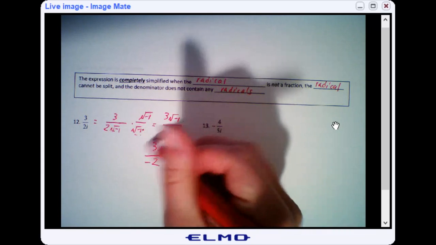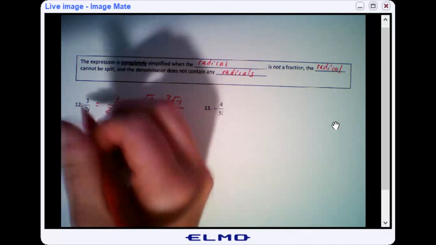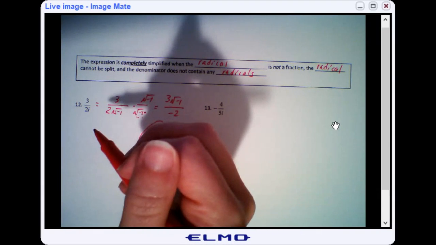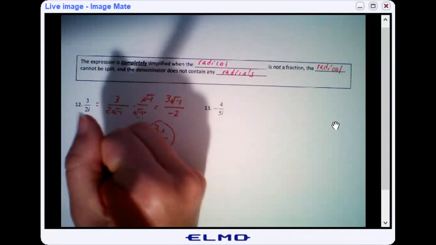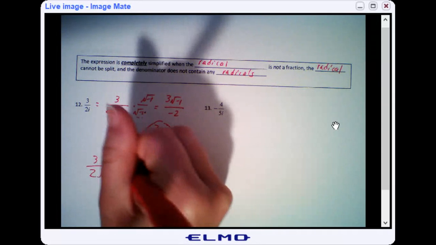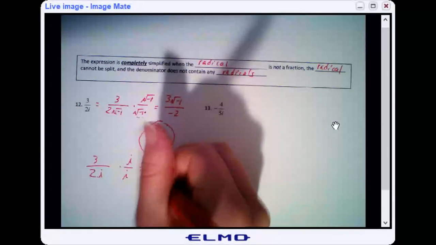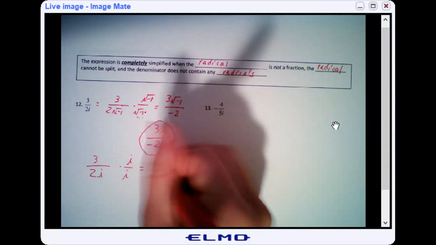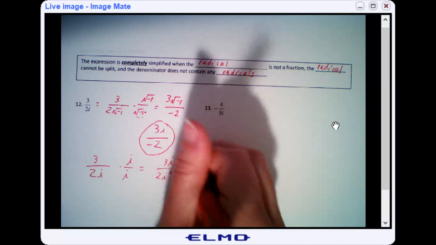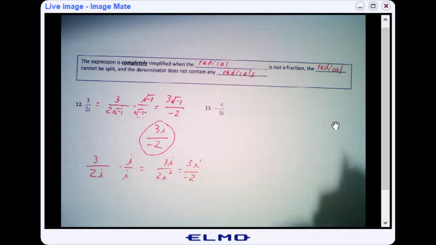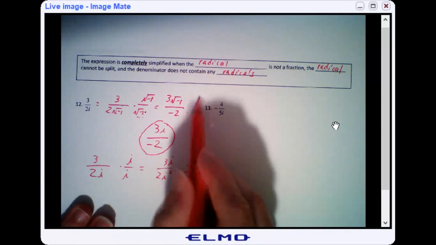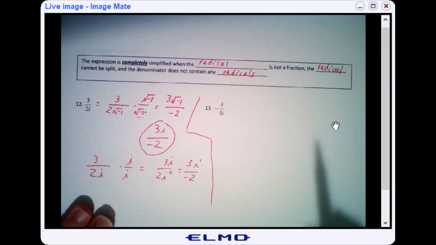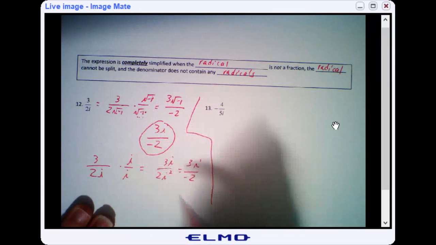Another way you could do it, instead of always rewriting it, is if you just remember i squared is negative 1, I could rewrite it as 3 over 2i and just multiply top and bottom by i, so I can get the i squared. This is probably how you're usually going to do it, but that's just another way. This shows you the math behind it and why it works.